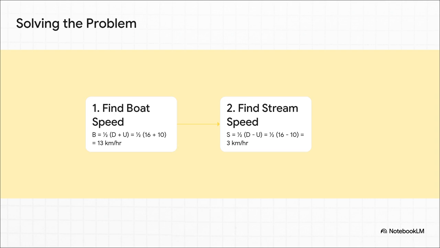To find the boat's speed, we use that formula. B equals half of downstream plus upstream. So that's half of 16 plus 10, which gives us 13 kilometers per hour. Easy. For the stream speed, it's half of downstream minus upstream. Half of 16 minus 10, that's 3 kilometers per hour. And that's it. Simple as that.